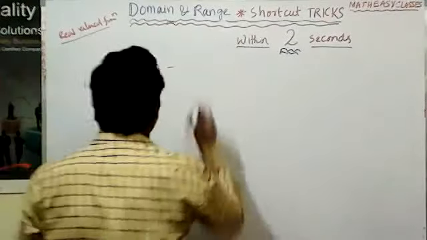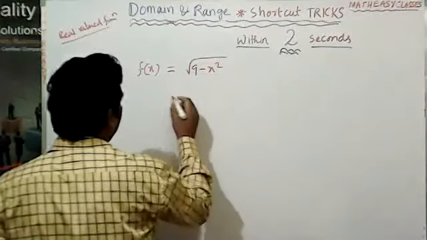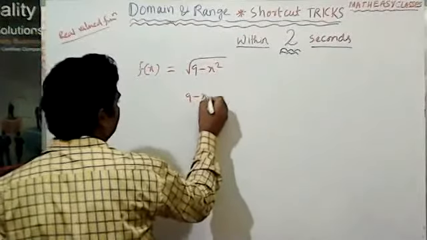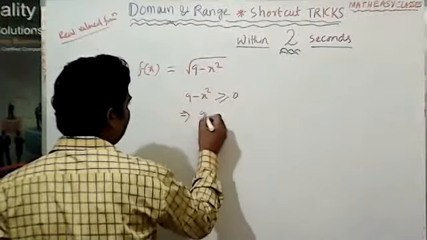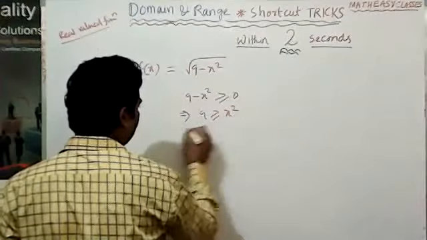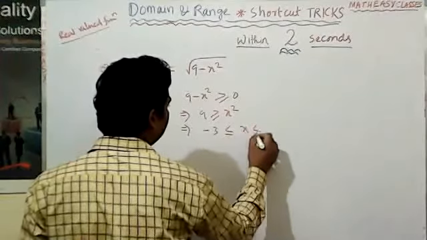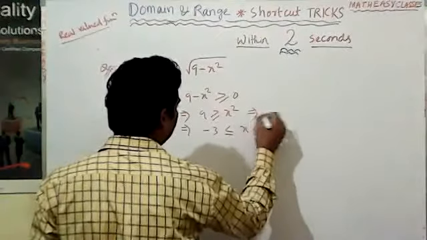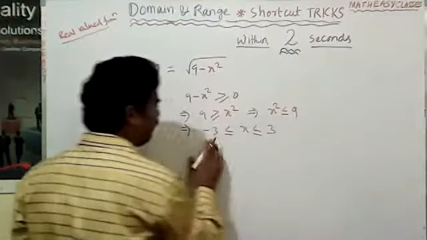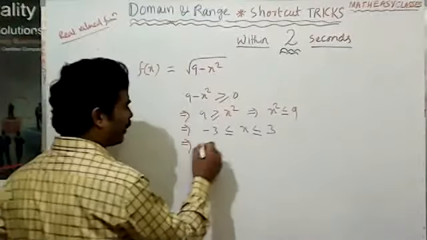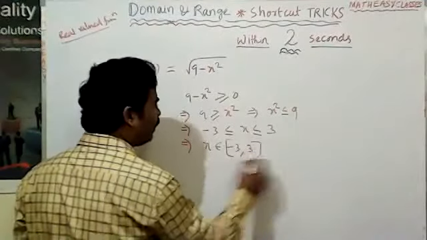Now here 9 minus x square is given, suppose. That means 9 minus x square is always greater than or equal to 0. So 9 is greater than or equal to x square. So you can say minus 3 is less than or equal to x, less than or equal to 3. Means here x square is less than or equal to 9. This is the inequality technique. So x will stay in between minus 3 and 3.